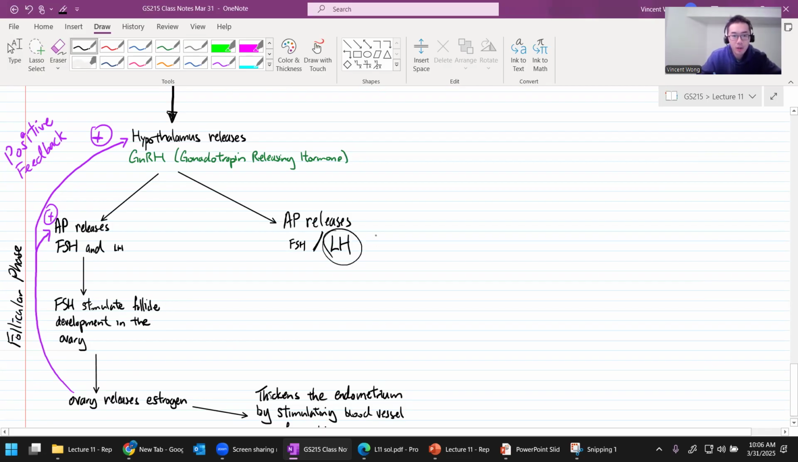In fact, there's going to be so much LH. We're going to have what's called an LH surge, which is like a sudden, sharp increase of LH. And it is this LH surge that triggers ovulation.